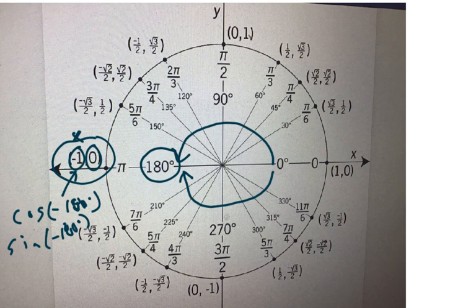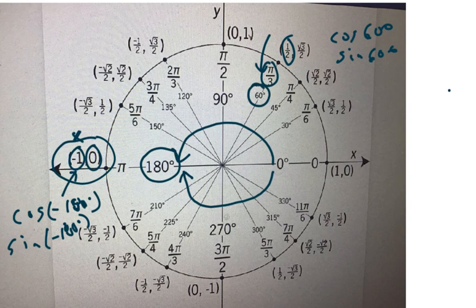So again, if you look right here, let's test it out one more time. If I want to do the cosine of 60 degrees or pi over 3, I know it's 1/2 because 1/2 is your x coordinate. If I want to know sine of 60 degrees, then I go to 60 degrees or sine of pi over 3. I know it's square root 3 over 2.